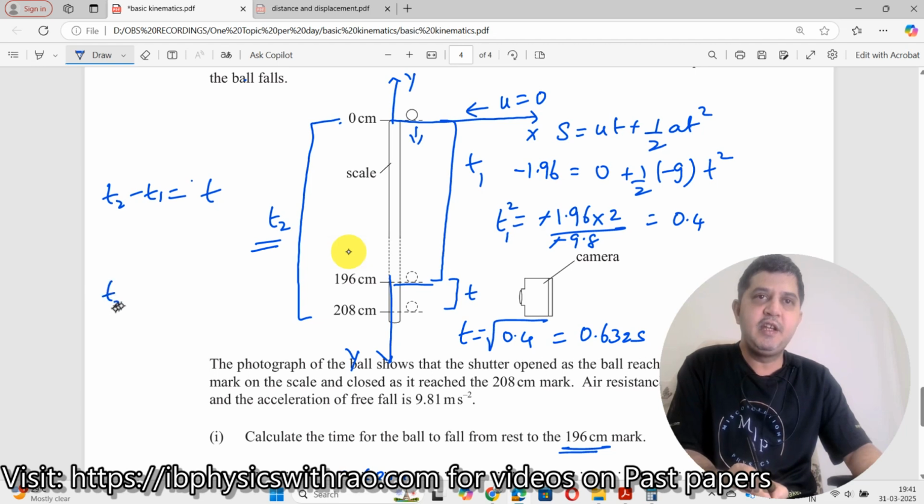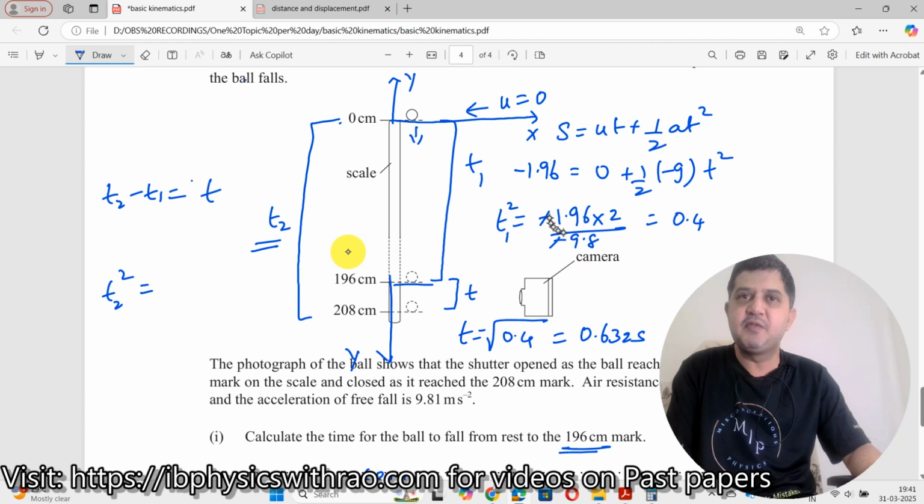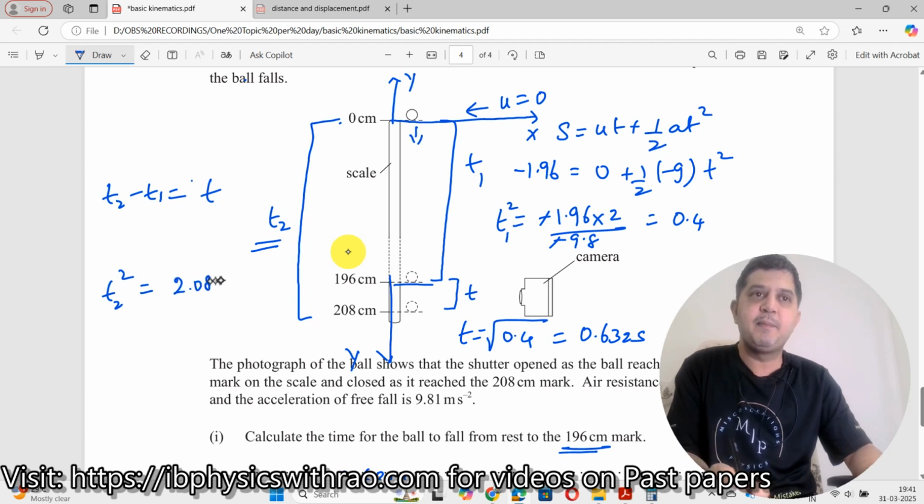T2 square. Instead of T1 square, I'll write T2 square is equal to, what is this, 1.96? Instead of this 1.96, I am going to replace it by this height over here, right? Because I am going to calculate for T2. So what is this height? 2.08 meters. Multiply this by 2, divided by 9.8. Once again, 9.8.